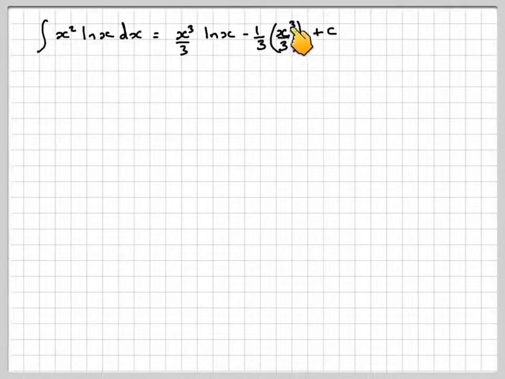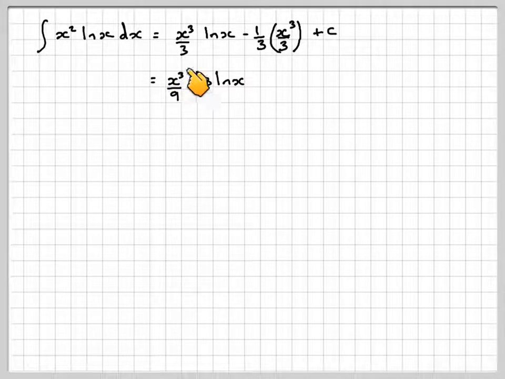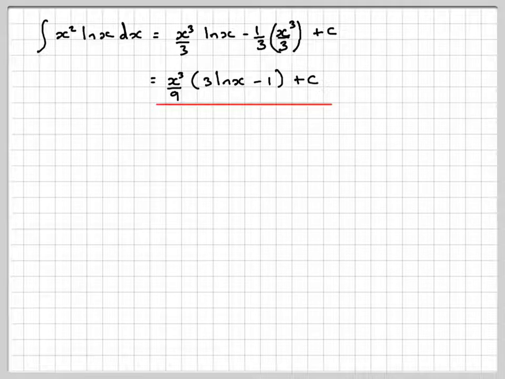Okay, just simply finishing this off, we're going to take out x cubed over 9. We have to introduce a 3, because if we put this over 9, there has to be a 3 up here. So it's 3 ln of x minus 1, plus c, is the final answer.